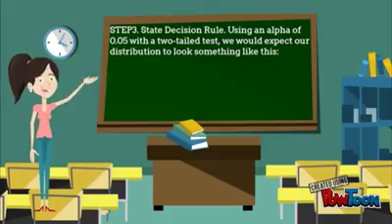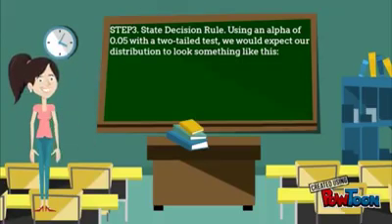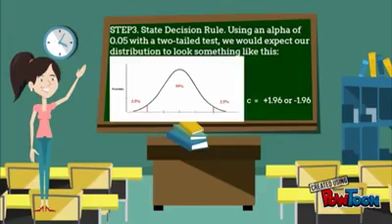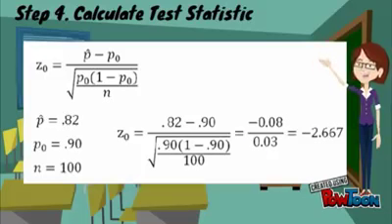Step 3. State decision rule. Using an alpha of 0.05 with a two-tailed test, we would expect our distribution to look something like this. Looking up 0.5 minus 0.025 in our z-table, we find a critical value of 1.96. Thus, our decision rule for this two-tailed test is, if z is less than negative 1.96 or greater than 1.96, reject the null hypothesis.